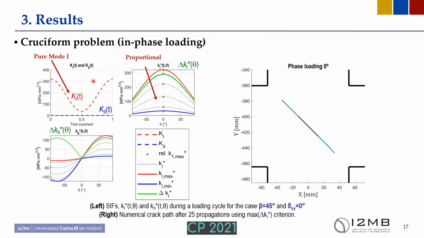So in this figure we can observe that in the most simple case we obtain K2 equal to 0 and K1 changing, which means it's a pure mode 1, a proportional loading. In this case, when we apply criteria based on K1 and K2, we can see that the maximum of K1 is the same as the maximum of the range of K1, and also the minimum of the range of K2 is the same, which is 0 degrees. The crack prediction is a straight crack.